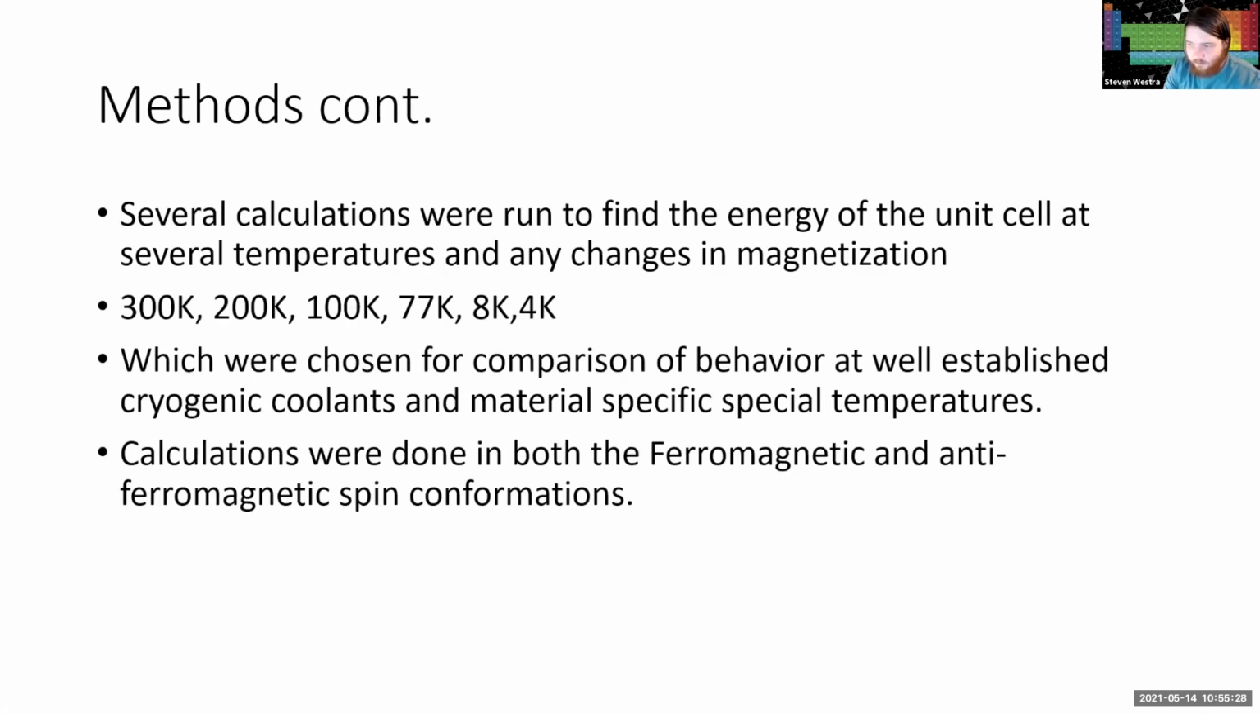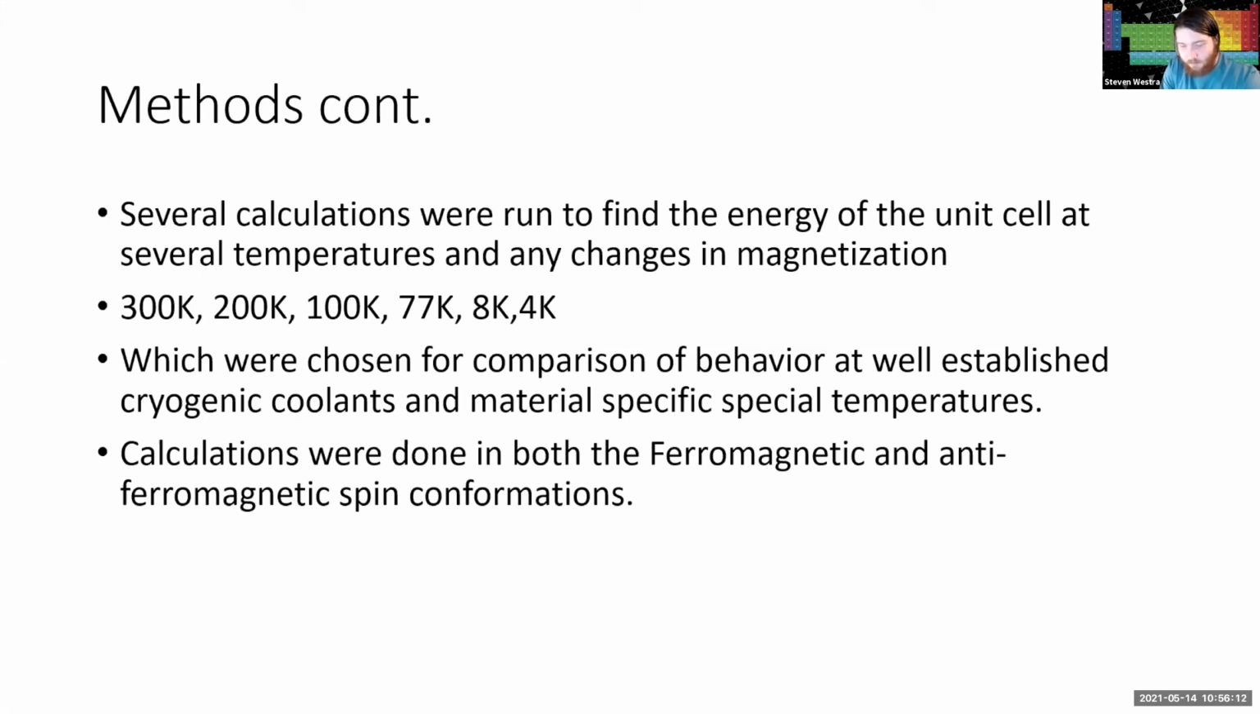So several calculations were run to find the energy of the unit cell at several temperatures and test to see if there was any change in magnetization. The temperatures chosen were 300 Kelvin, 200 Kelvin, 100 Kelvin, 77 Kelvin, 8 Kelvin, and 4 Kelvin. The reason for those choices is they are well-defined points for room temperature, the temperature of dry ice, solid carbon dioxide, the transition between what is considered high temperature and cryogenic temperatures at 100 Kelvin, and 77 Kelvin for the boiling point of liquid nitrogen.